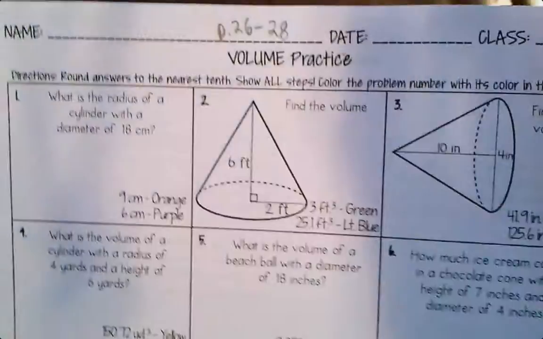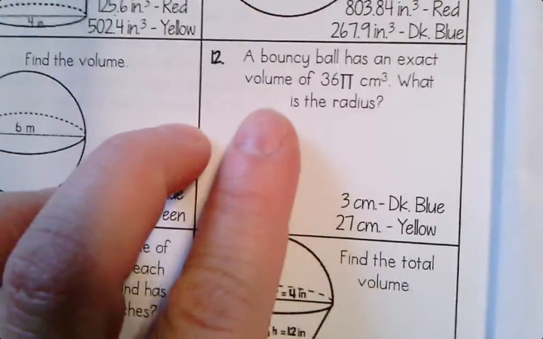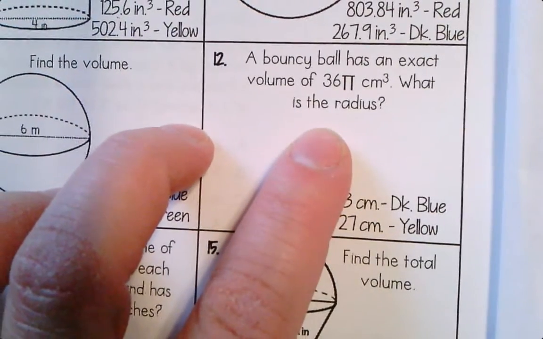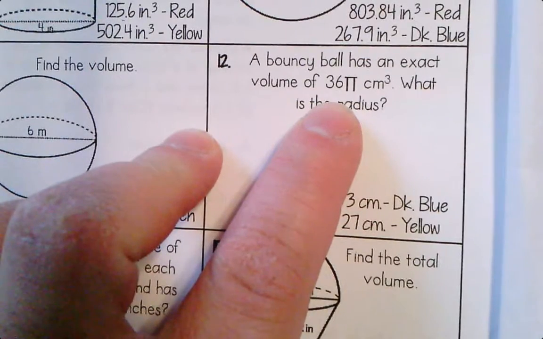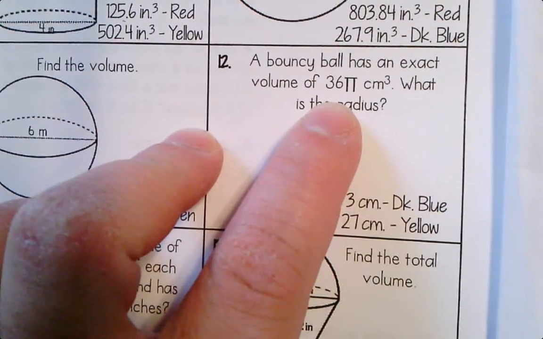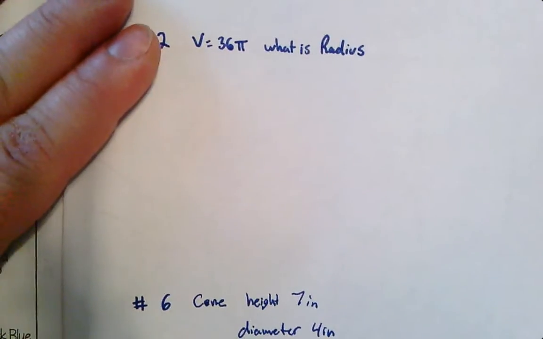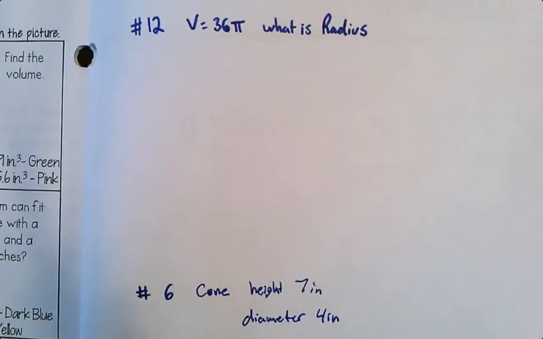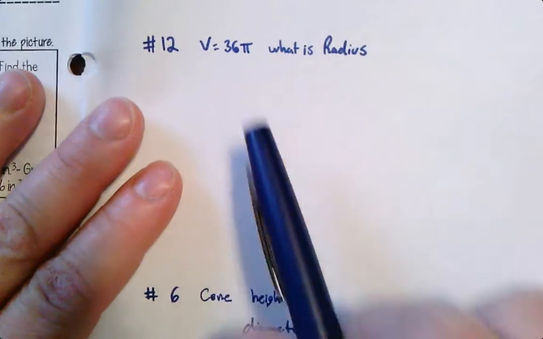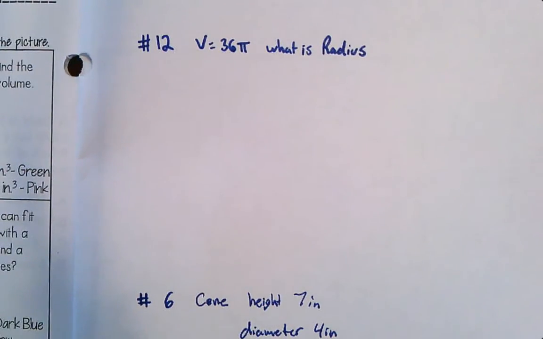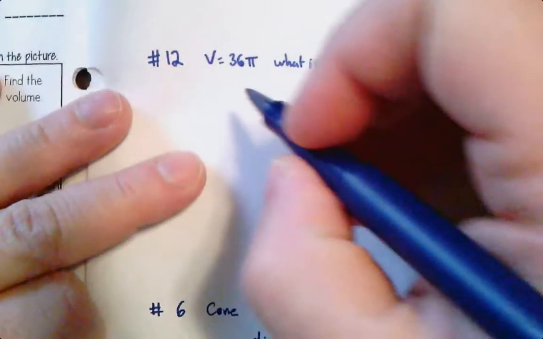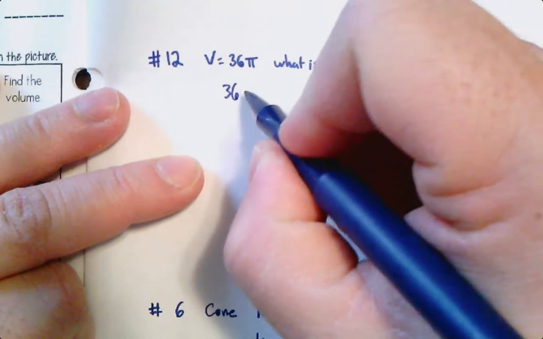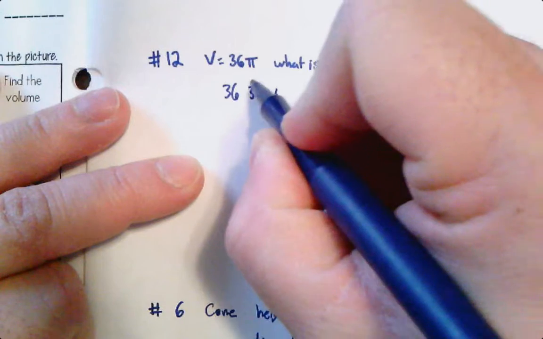So let's look at number 12, the first one I have here, because it's kind of what we've been working on this week. We're just looking for the radius, but it gives us the volume as 36 pi. Unless you have a pi symbol on your calculator, it's probably easier to put this as an estimate and multiply. So the volume, just do 36 times what pi is as an estimate, 3.14.